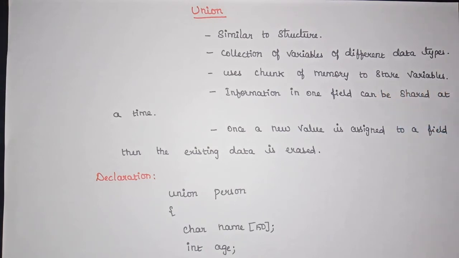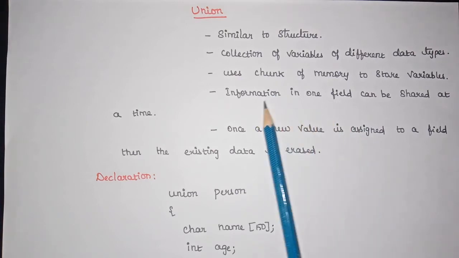If you take a structure, all the members of the structure take their own memory space. If I have 3 member variables, then all the 3 member variables have their own memory space for storing their values. But when you take a union, only one memory space is allocated, and that same memory space is shared by all the members of the union. All the members of the union use the same memory space. That is the difference between union and structure.